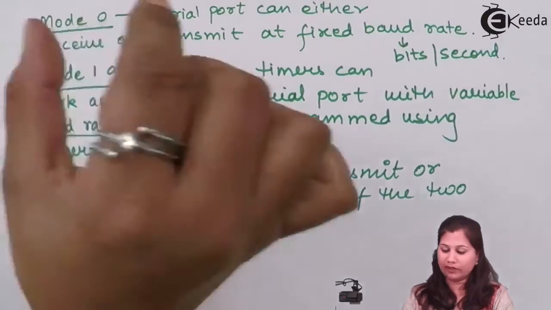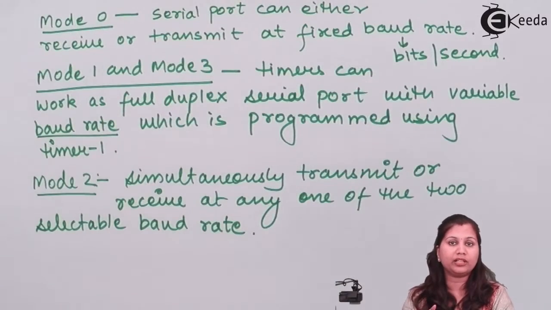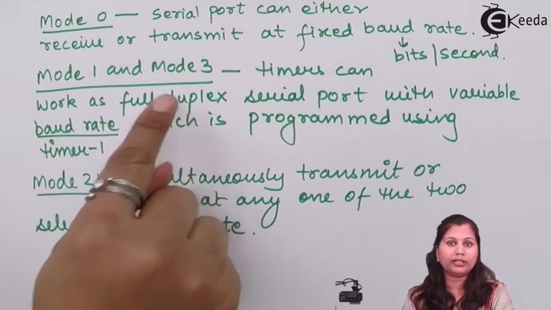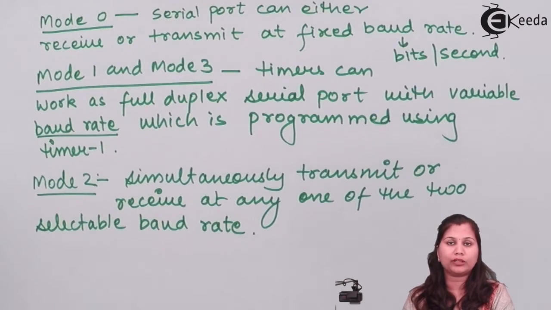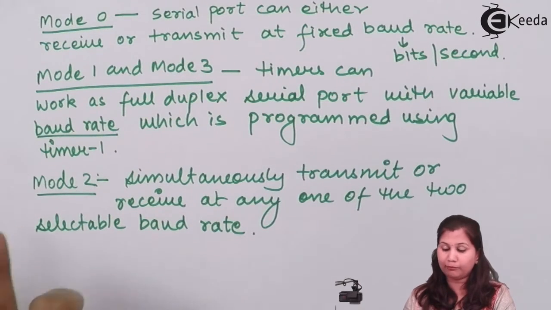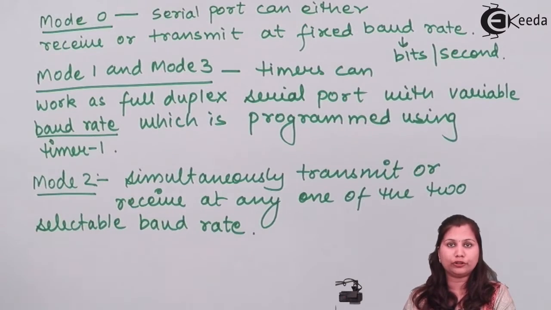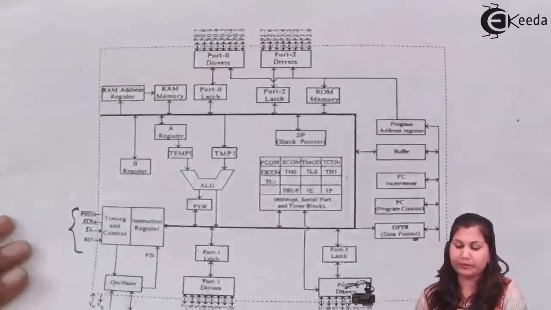In mode 0, it will act as simple serial port which will either receive or transmit, and the baud rate is fixed. In mode 1 and 3, baud rate is variable and the port is acting as full duplex. In mode 2, it is acting as full duplex, but the baud rate is either one of the two selectable baud rates. So next block we have in the block diagram is the memory.